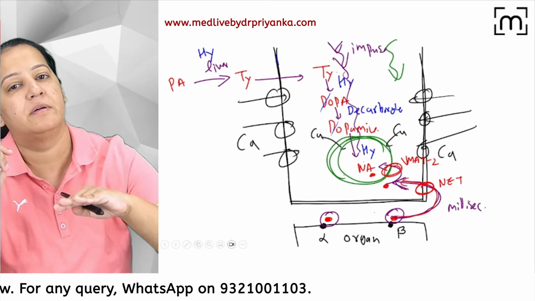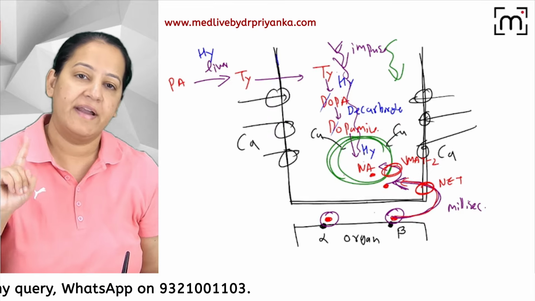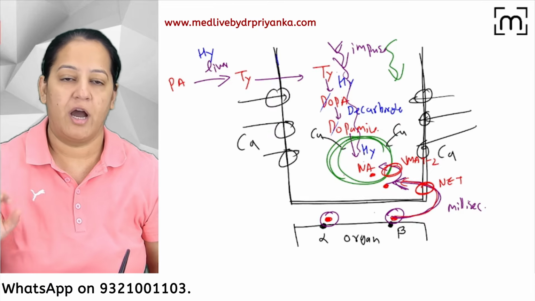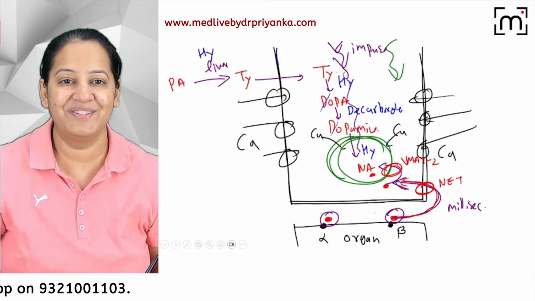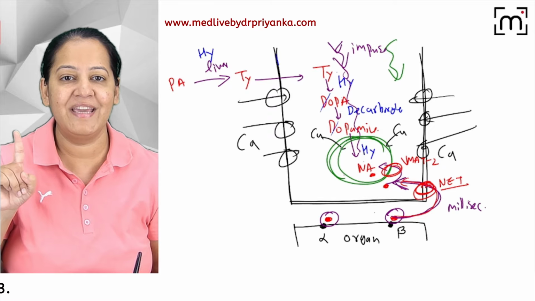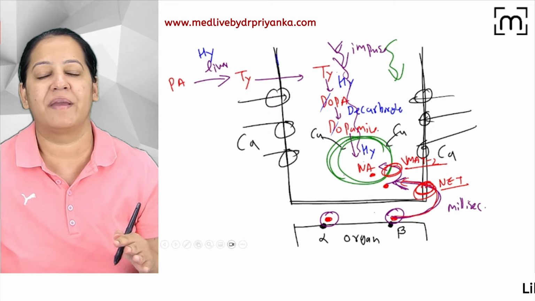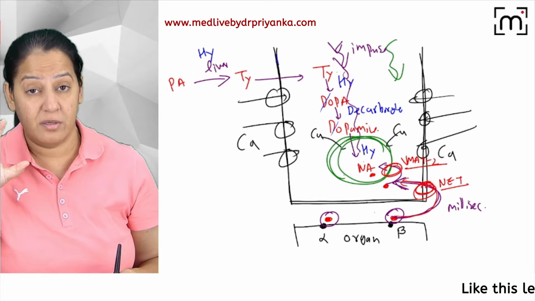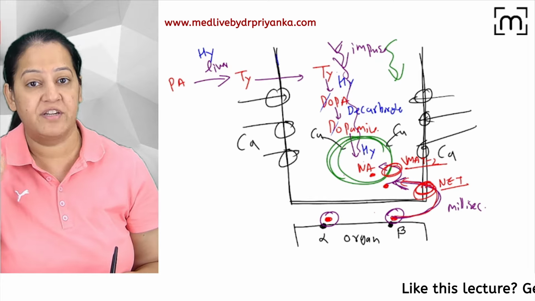It will be reuptake. Okay, reuptaked. And this is how the action is terminated. I hope you understood this mechanism well. So you have to learn here two transporters, NET and VMAT. So this is the complete mechanism. This is the major route via which the action is terminated, 99%.